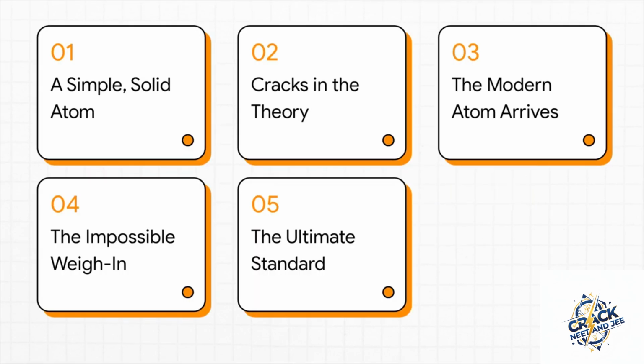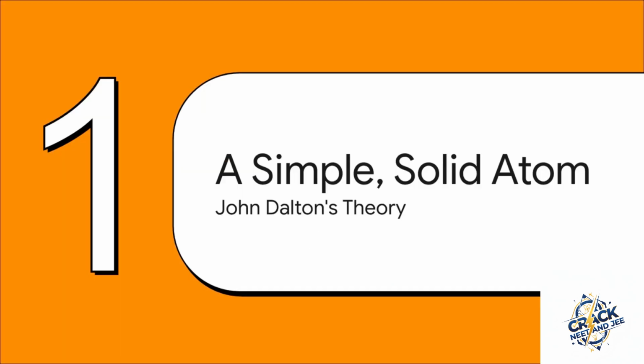So, here's our game plan. First, we'll meet the original, simple idea of the atom. Then, we'll see how scientists found bug reports that started to show its flaws. We'll watch the modern atom make its grand entrance, tackle the mind-bending problem of how to weigh something so small, and finally, see how we landed on the ultimate standard we use today. Let's get started. All right, our story kicks off in the early 1800s with a brilliant scientist named John Dalton.